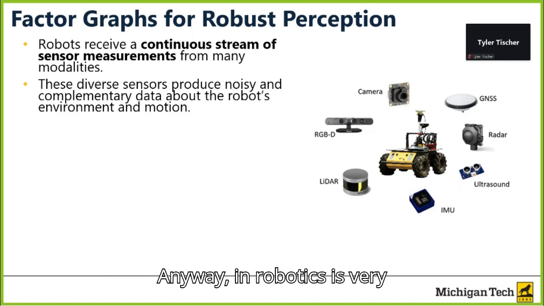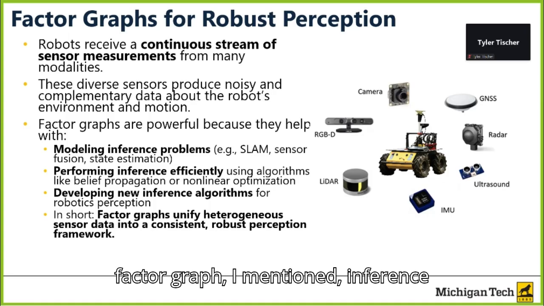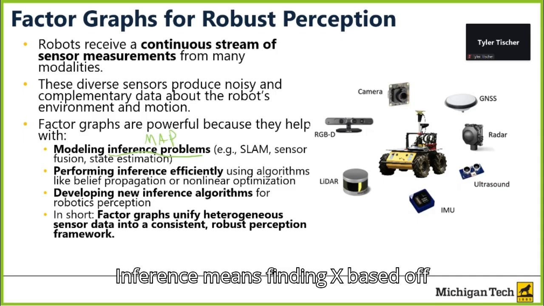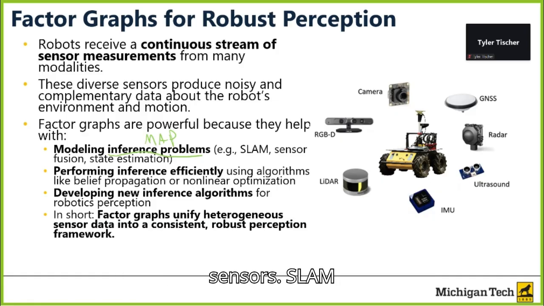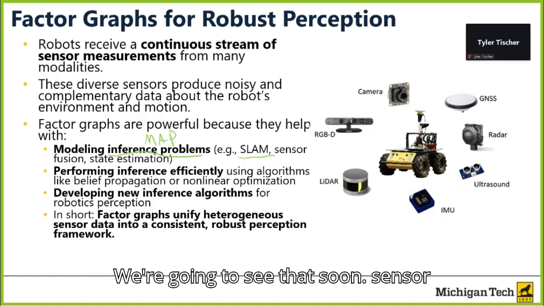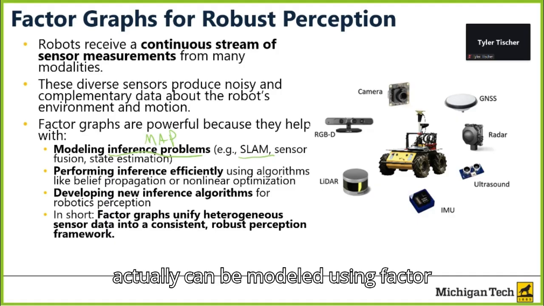Anyway, in robotics it is very important. You can model inference using a factor graph. I mentioned inference means what? Inference means MAP, maximum a posteriori. Inference means finding X based off the information coming from sensors. SLAM uses that, simultaneous localization and mapping. We're going to see that soon.